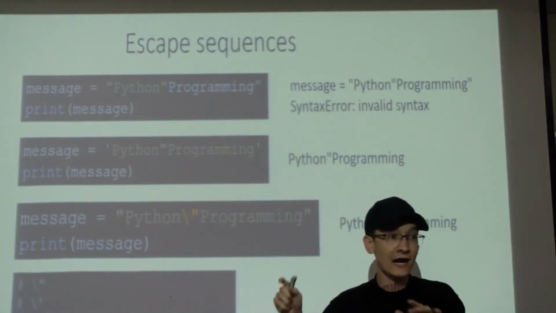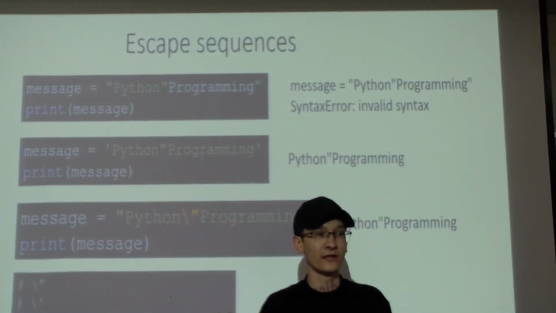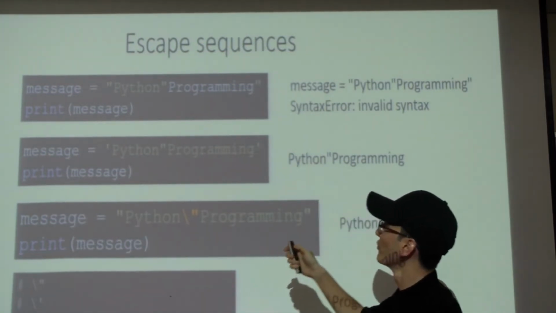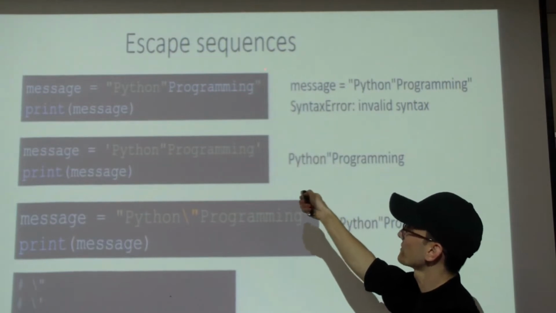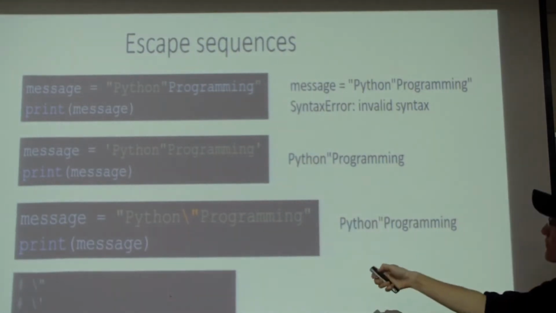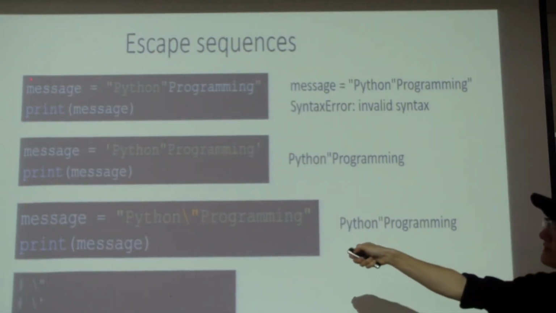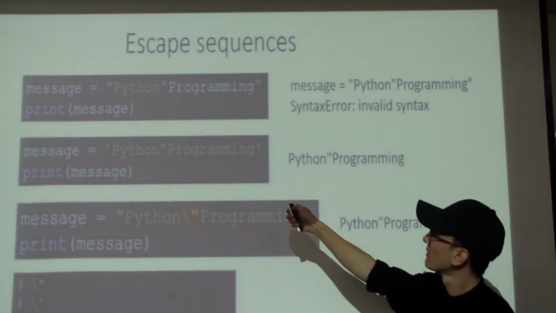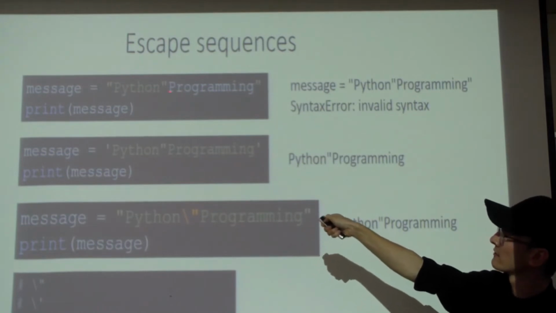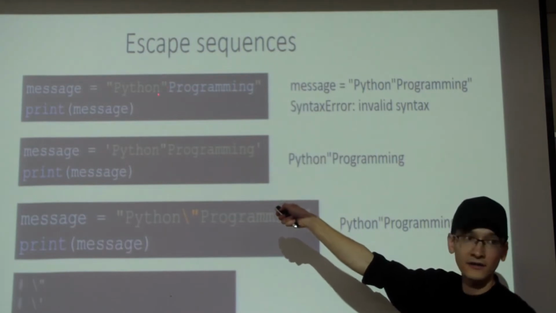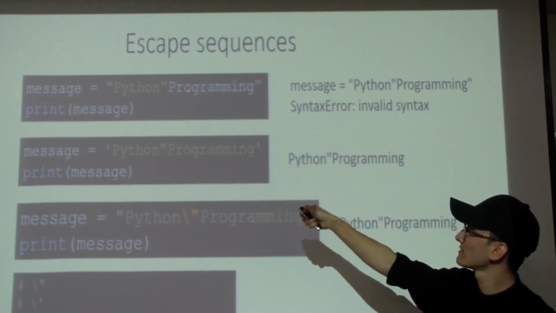Now we are working with strings, which is one of the data types. We have escape sequences. This is also one part of strings. Now, look. Here we created a message variable and we are giving it this value, Python and programming. However, we have one quotation mark in between Python and programming.